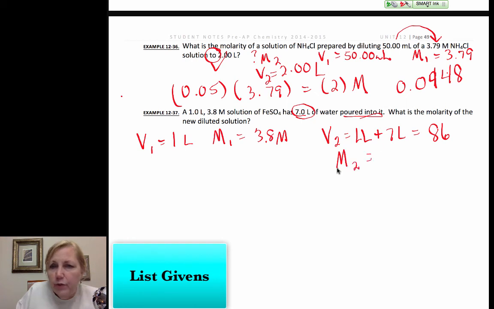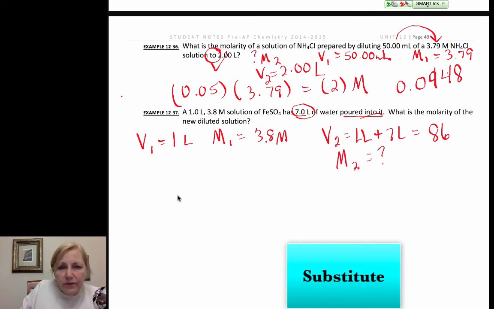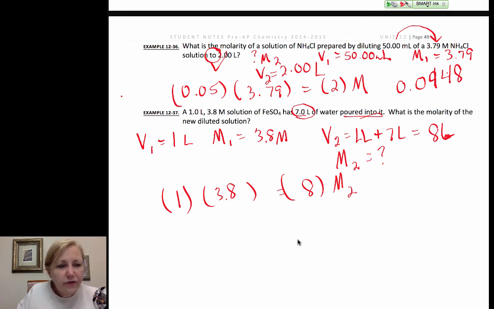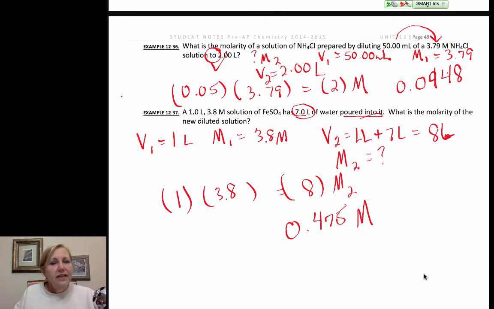We want to know our new molarity. 2 volumes, 2 molarities, you add volume to volume, you VUM. So we've got 1 times 3.8 is equal to 8. That's 8 liters, not a 6 there. Got a little sloppy, sorry. Molarity 2. And if you solved this for molarity 2, you'd get 0.475 molar.